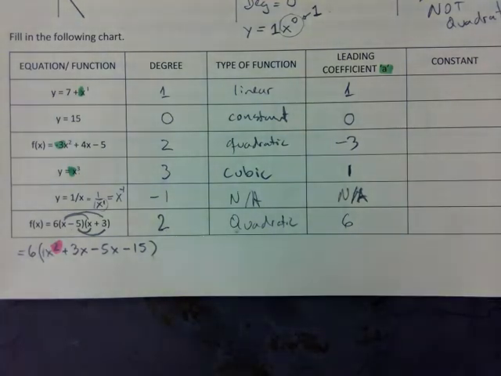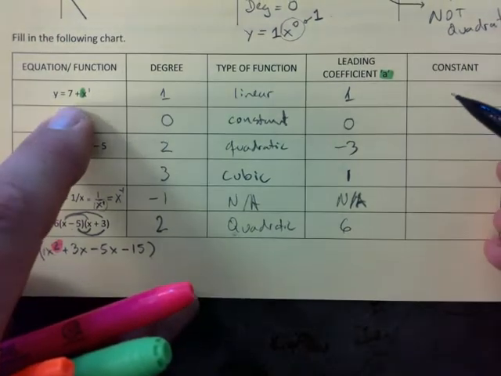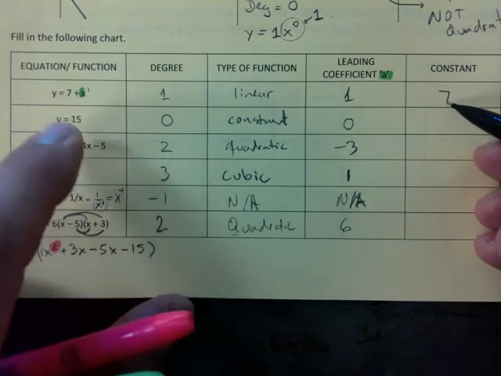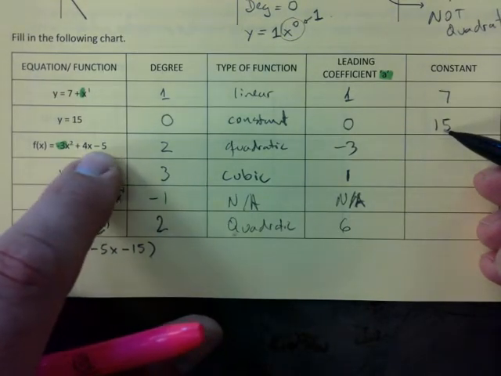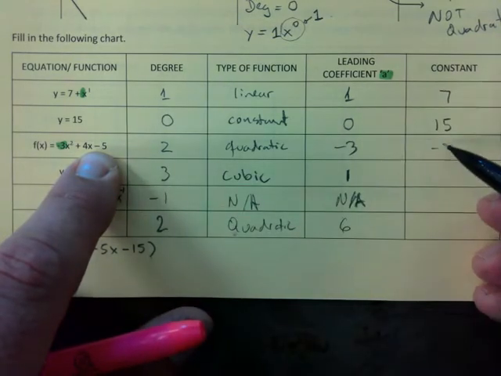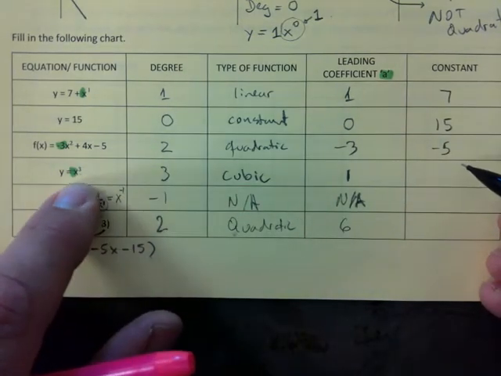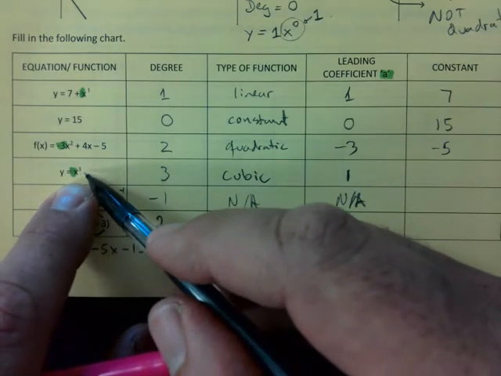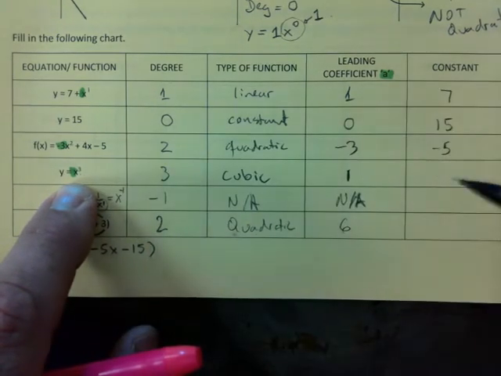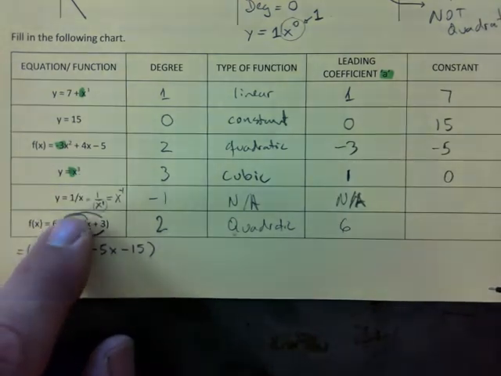And the constant is that solo number without any variable attached to it. So the constant here would be 7. The constant here would be 15. The constant on this last one is -5. Okay. The constant here, what is it here for this one? 0, right? There's a 0 as your constant.